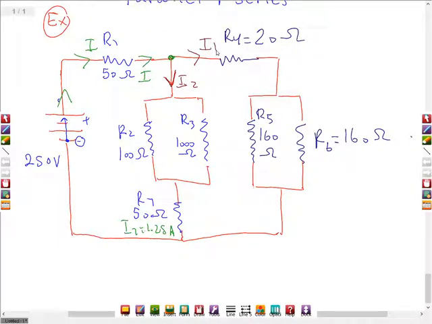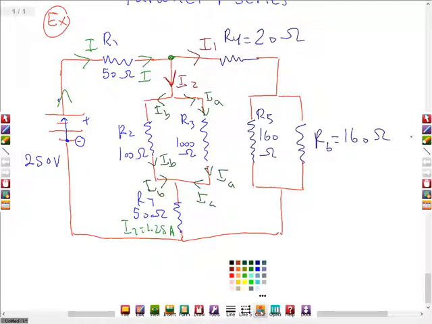Then I2, when it comes to this point, becomes IA here and IB here. They meet together again at this point and come back to be I2.